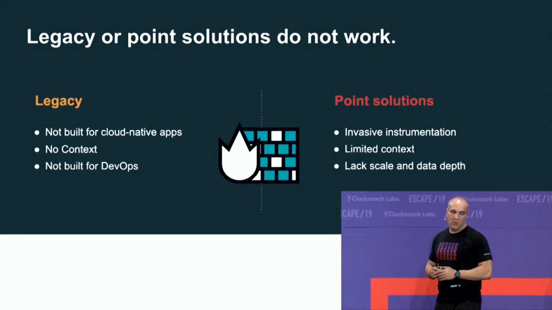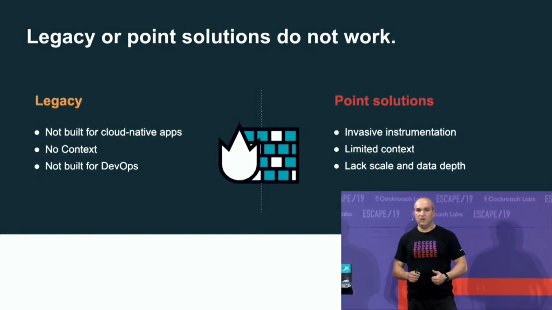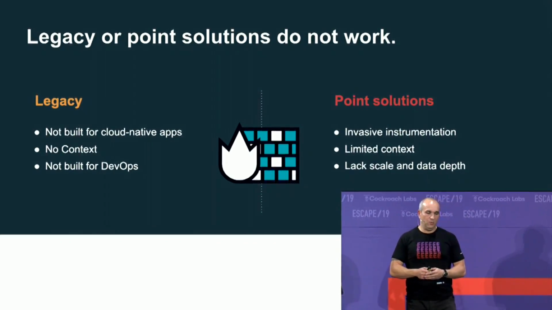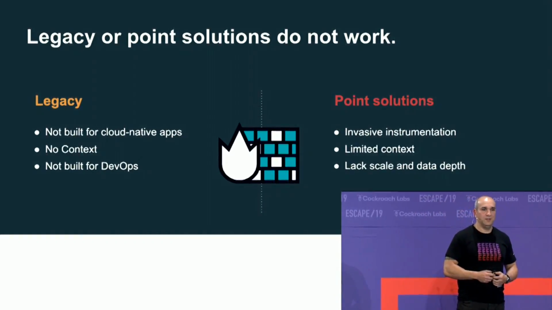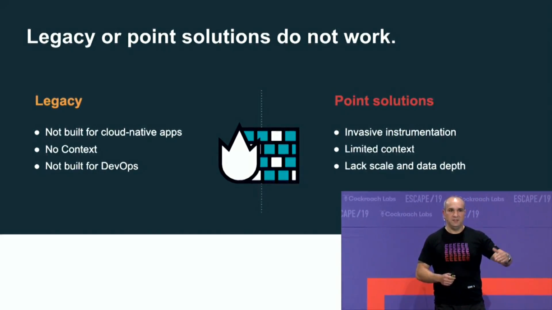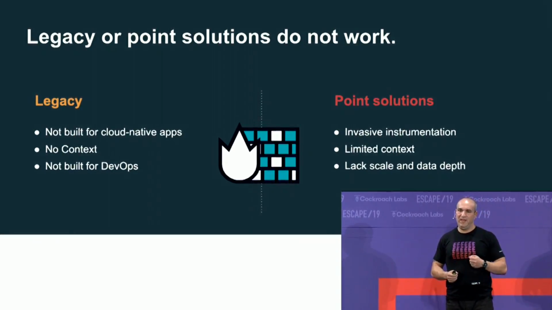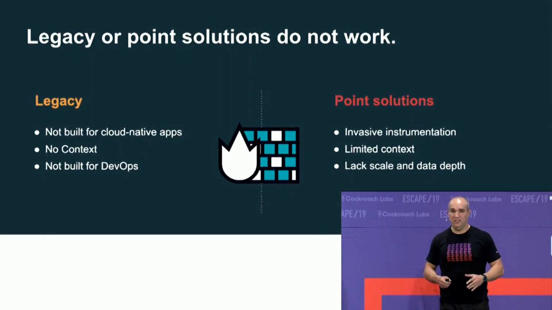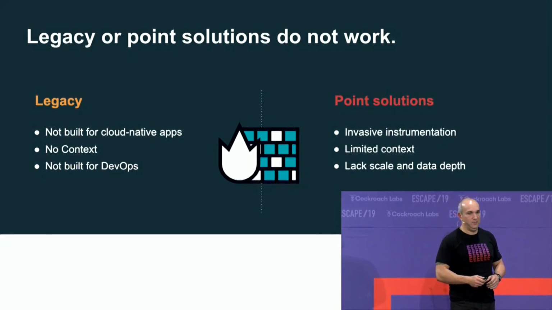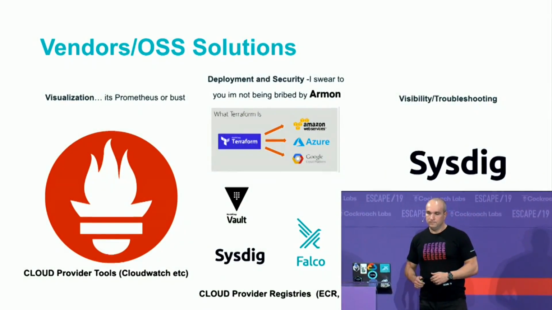If you think about legacy or point software, they're not built for cloud native applications, and as you're moving these things over, you can't just port them over and expect them to work. There's no immediate context, like, okay, I've deployed this cluster in AWS that's running this service, that's connecting to an external RDS or something like this. They're not built for DevOps. Also, point solutions have invasive instrumentation or limited context or lack the scale and depth that you need to be able to really make decisions quickly from a visibility perspective as well as from a security perspective.